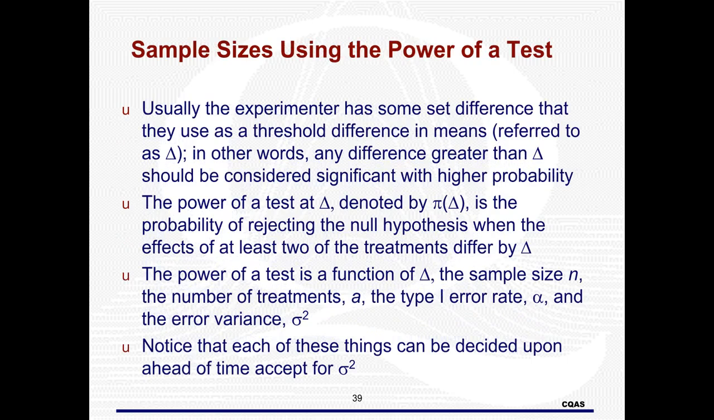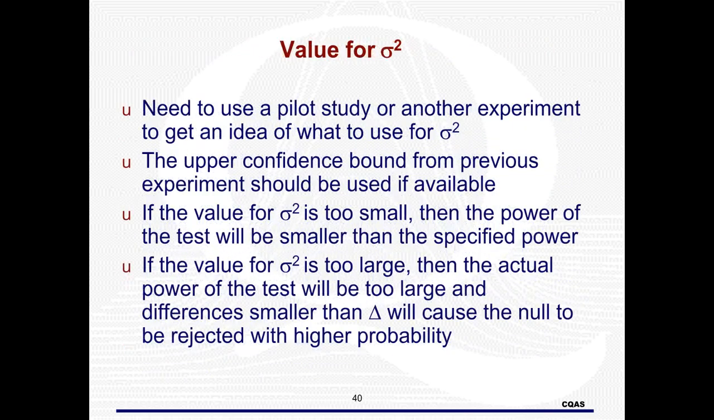We usually decide on an alpha level, but many times we don't think about beta. Most people use sample size to control beta. We need to first get an idea of what sigma square should be. If we have info from a previous experiment, we should use it to get the upper bound. This will most likely give us a conservative value for n, but better safe than sorry.